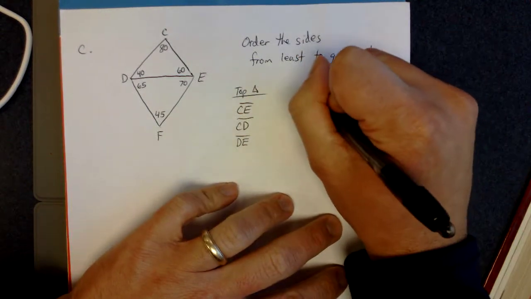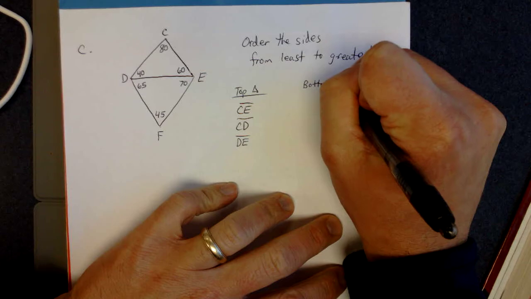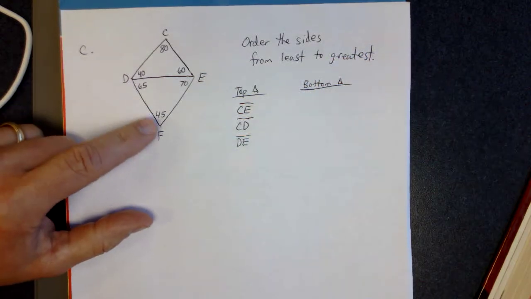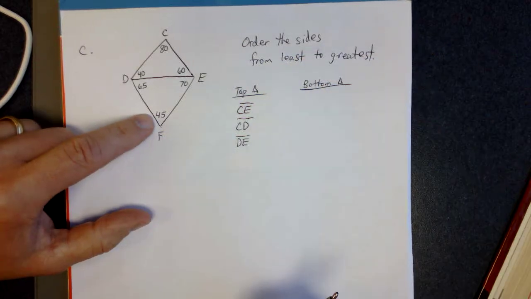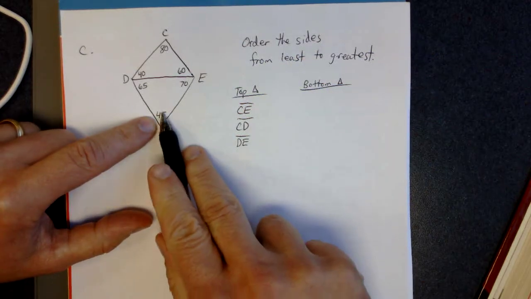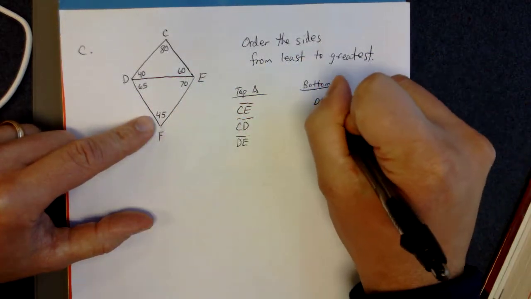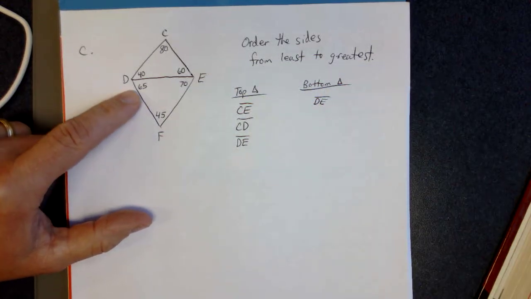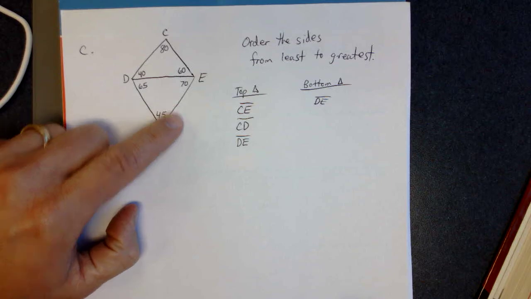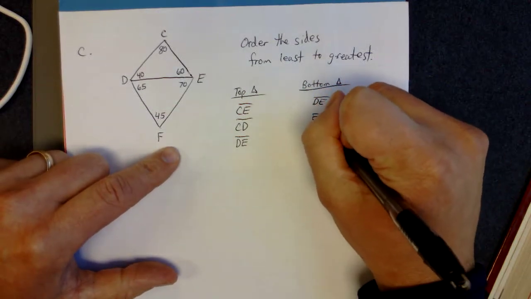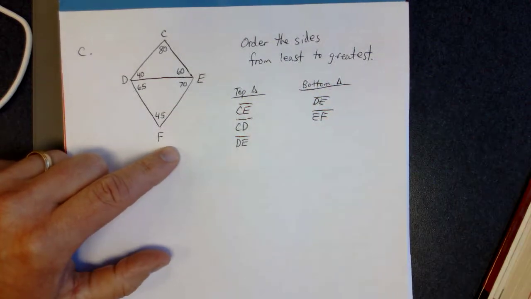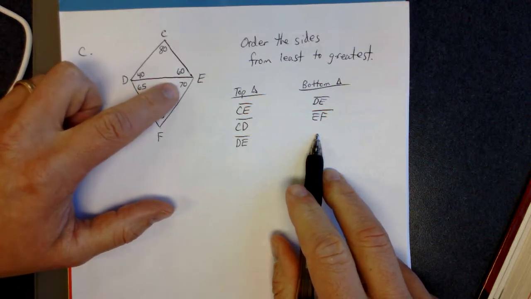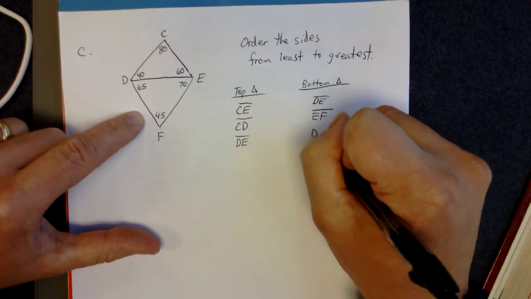Now let's do the same thing with the bottom triangle. Bottom triangle here, we're going to go again from least to greatest. Smallest angle is 45. Across from that you have DE, so that's going to be the shortest side. 65 falls in the middle. Across from that you have EF. And then your greatest side on this one is going to be across from the biggest angle, which is 70. Across from the 70 you have side DF.